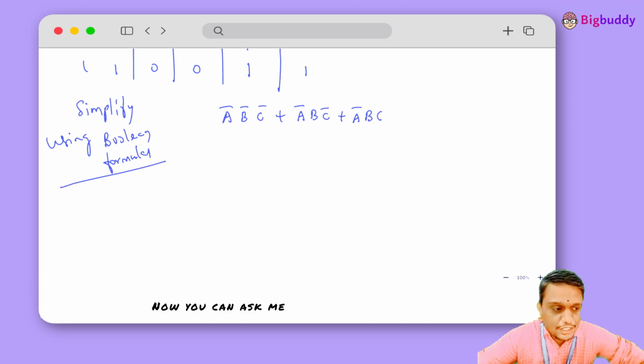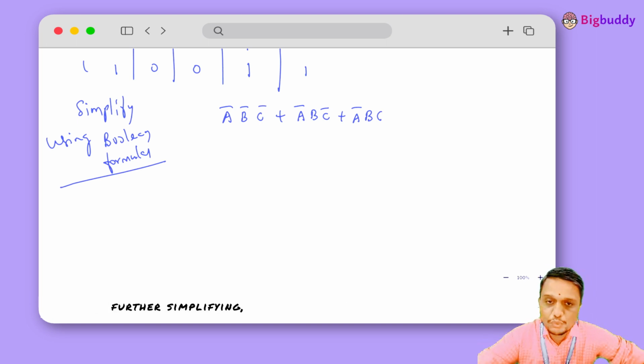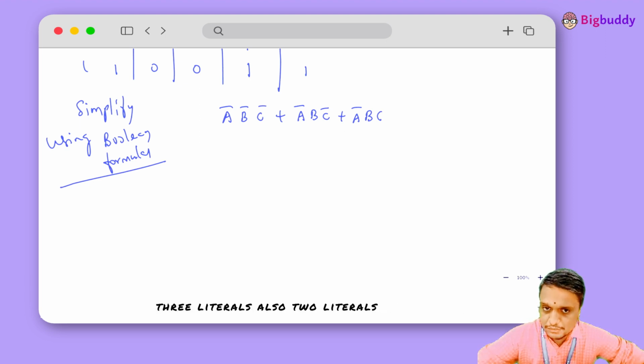Now you can ask me, sir, if I reduce 9 literals in this case to 8, is it simplification? I will say yes, it is simplification. If you have a chance of further simplifying, you can reduce 9 literals to 3 literals also. That exactly is simplification. So if you reduce 9 to 8, I am not telling that it is wrong. It is correct, but it is not perfect.